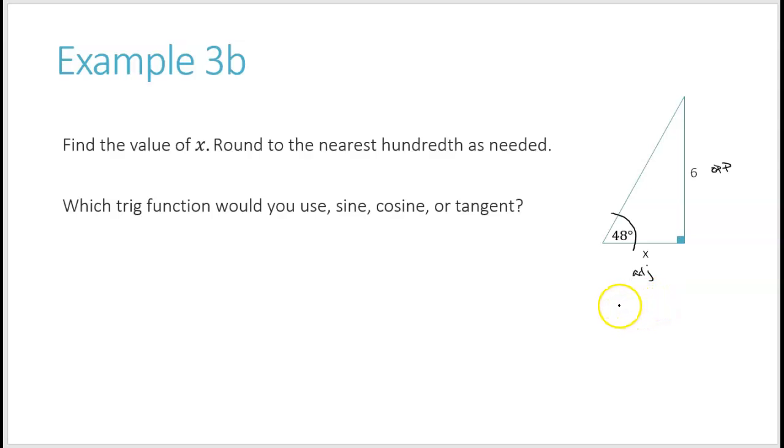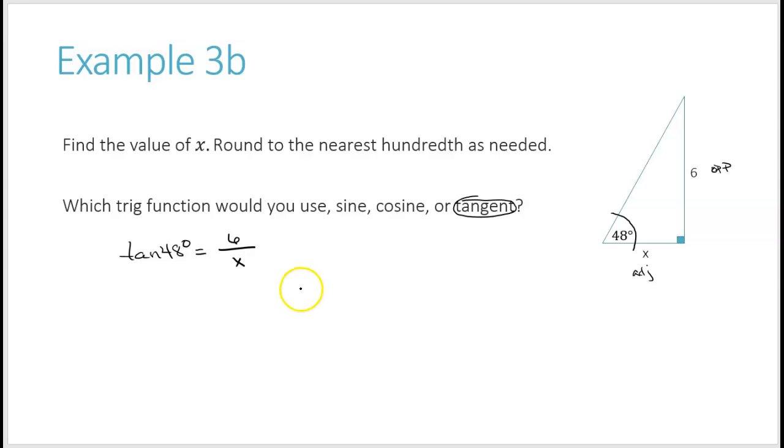Sorry about the bell in the background. Okay, so which one of my trig functions is going to relate the opposite and adjacent sides? Well, of course, that is tangent. All right, so we are going to say that the tangent of 48 degrees is equal to the opposite over the adjacent. Okay, so now our setup is good here.